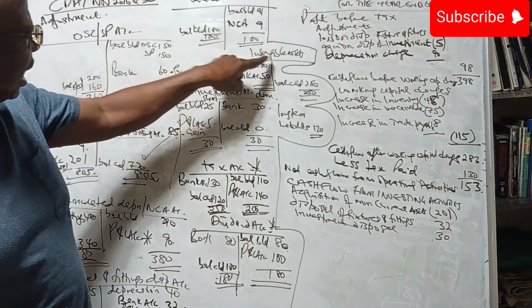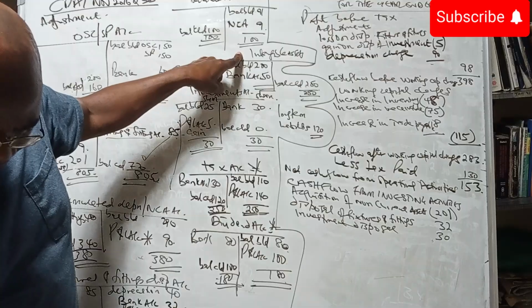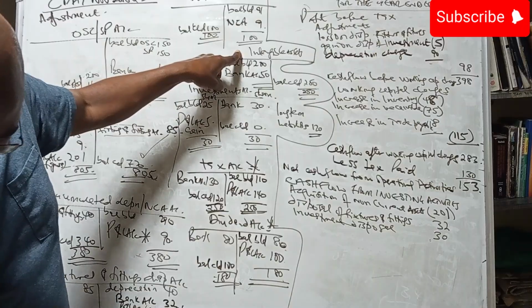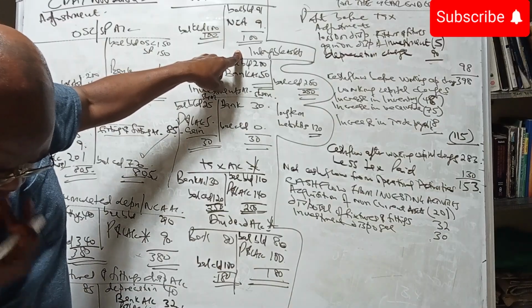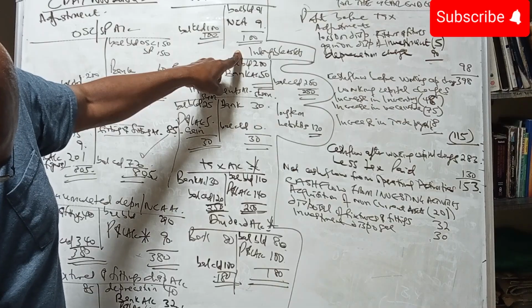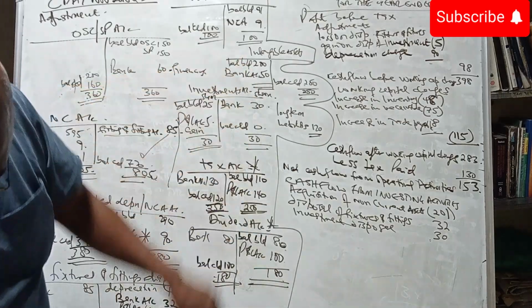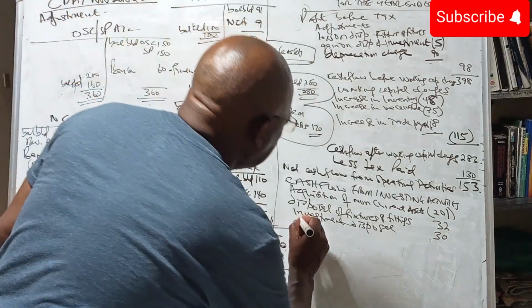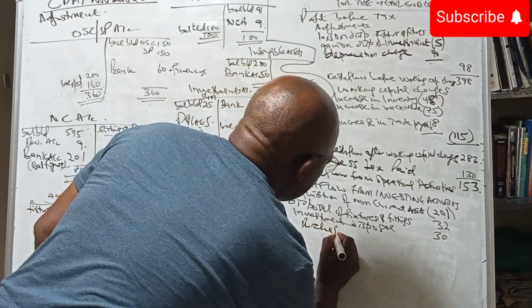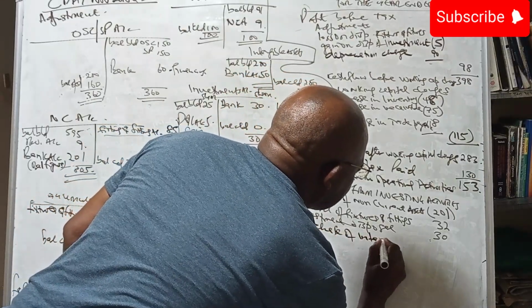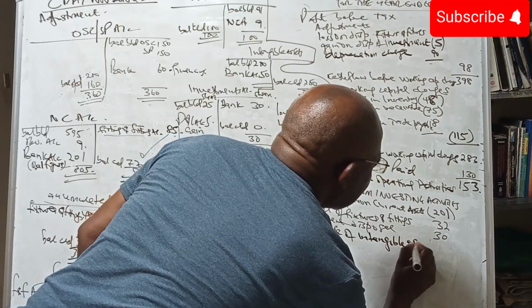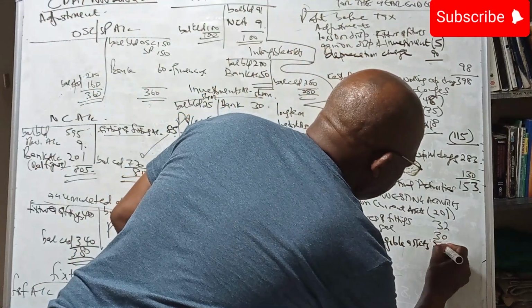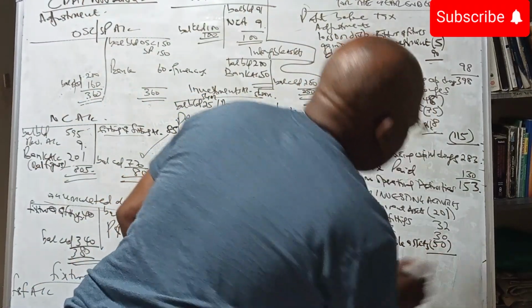We also purchased intangible assets. In the question, they are referred to as intangible assets. So purchase of intangible assets, and we are saying we purchased amounting to 50. And therefore, it is a cash outflow.